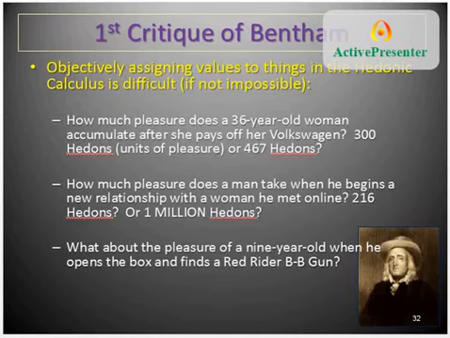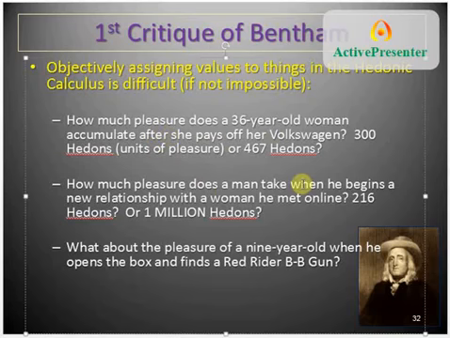And you'll see this in your groups, if you're trying to assign amounts of pleasure. It's difficult to figure out propinquity, fecundity, extent, nearness, all this stuff. How do you calculate all this stuff? For instance, how much pleasure does a 36-year-old woman accumulate after she pays off her Volkswagen? Is that 300 hedons or 467 hedons? Or how much pleasure does a man receive when he begins a new relationship with a woman he met online? 216 hedons or 1 million hedons?